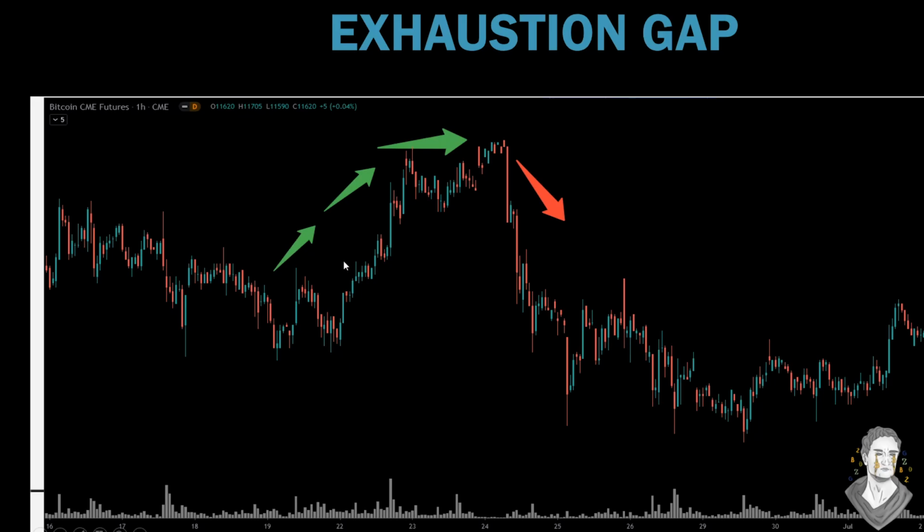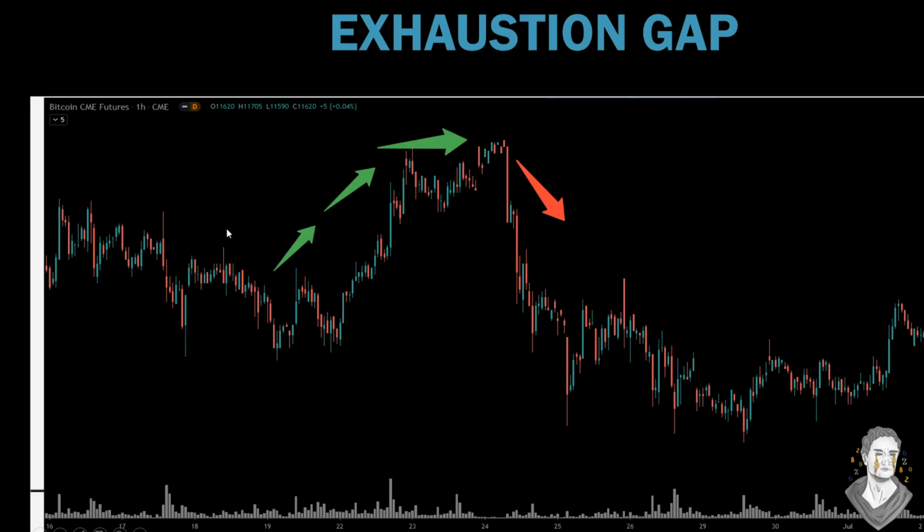So the exhaustion gap, what is an exhaustion gap, right? An exhaustion gap is basically where you are already in an established trend. So we are in an uptrend, and it's that one last pump that you get that creates a gap, which you can see right here. One last pump creates a gap, tries one more time up, then instantly comes back down. And then it starts a new trend to the downside.